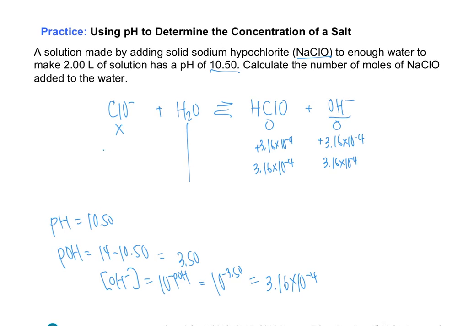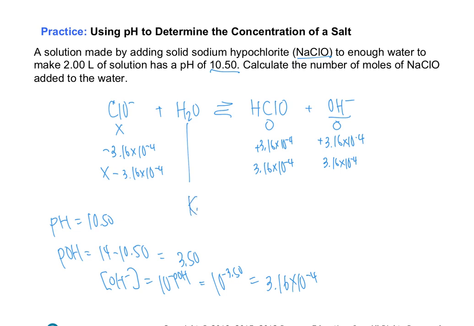So we're going to have to subtract 3.16 times 10 to the negative 4. So here I'll have x minus 3.16 times 10 to the negative 4. Normally we don't know the change and we know our initial, but here we don't know the initial of our base and we know the change. So for hypochlorite, we can go back on the chart and find its Kb.